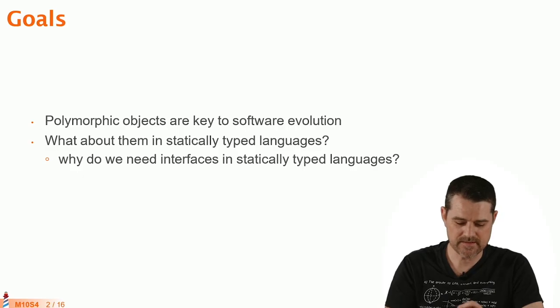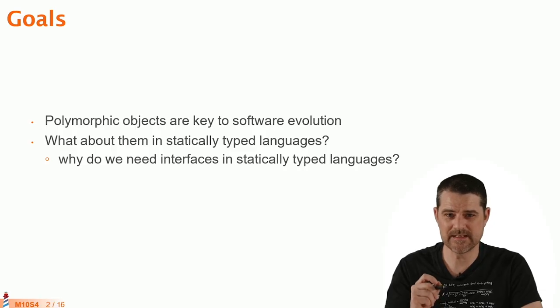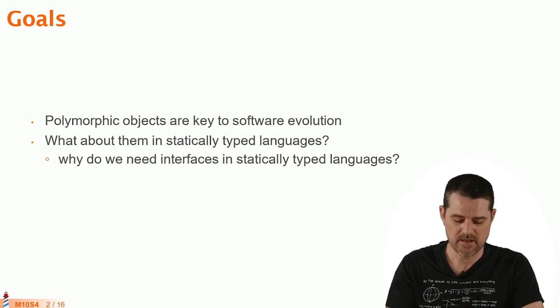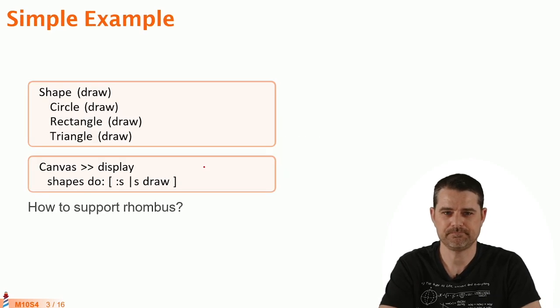We will discuss what polymorphic objects are and why they are key to software evolution, and then what about them in statically typed languages. And then we will see that in this kind of languages, we will need the concept of interface. So let's start with an example.